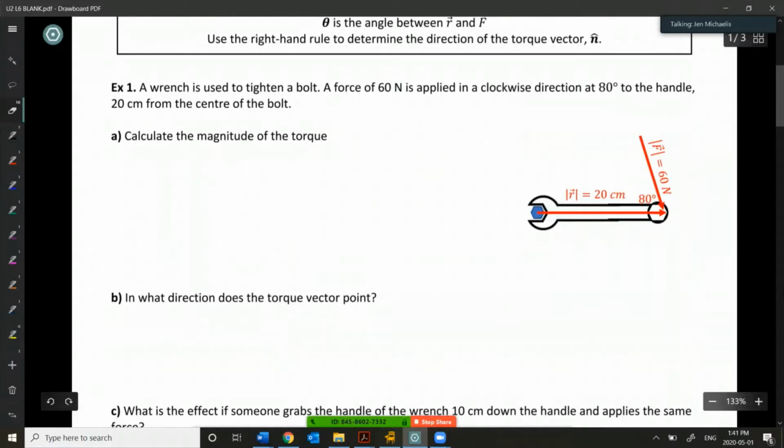A wrench is used to tighten a bolt. A force of 60 newtons is applied in a clockwise direction at an angle of 80 degrees to the handle, 20 centimeters from the center of the bolt. Calculate the magnitude of the torque. You can see a visual of this over in our diagram here.